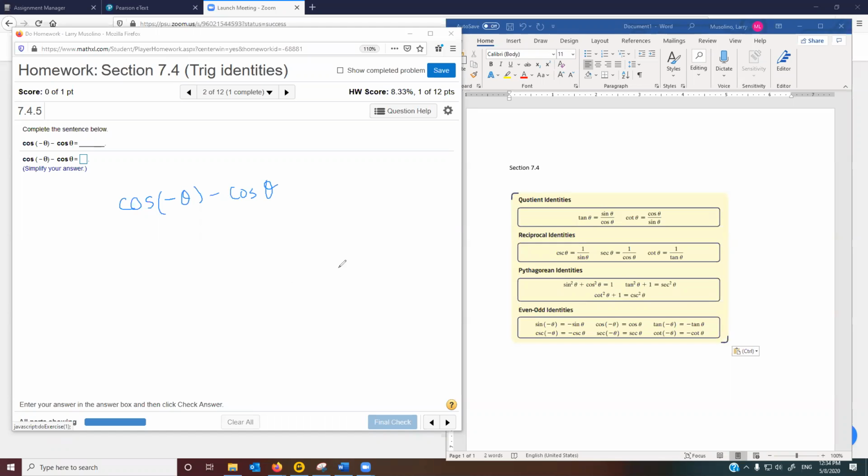Whenever I'm trying to simplify some of these trig equations, I'd like to usually eliminate negative angles. So let me come over here to my even-odd identities. This identity right here says if you have cosine of a negative angle, it's really the same as the cosine of a positive angle. Let me give you an example here. If I was to ask you, what is the cosine of -30 degrees? Well, it turns out the answer is, excuse me, the square root of 3 over 2. But that's the same as cosine of positive 30 degrees.